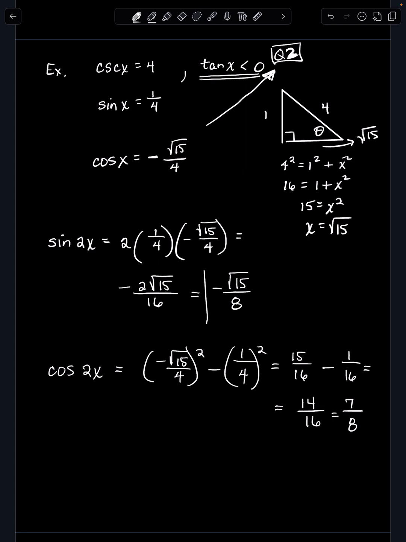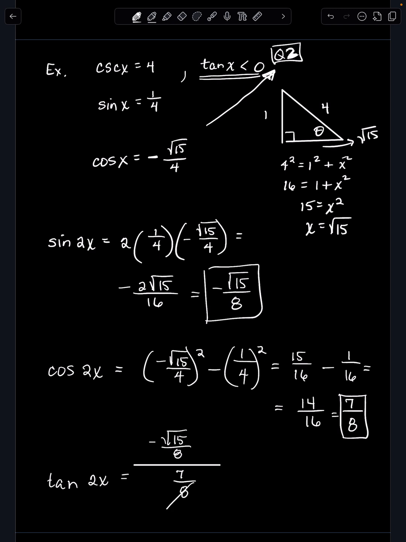So my sine is negative square root of 15 over 8. My cosine is 7 over 8. I'm going to use that to find my double angle for tangent. So I've got negative square root 15 over 8 divided by 7 over 8, which leaves me with negative square root 15 over 7.